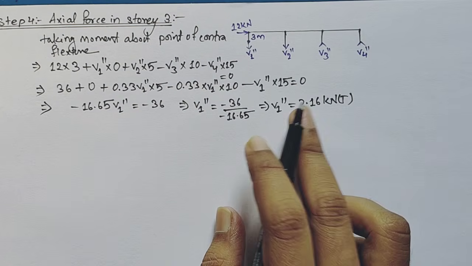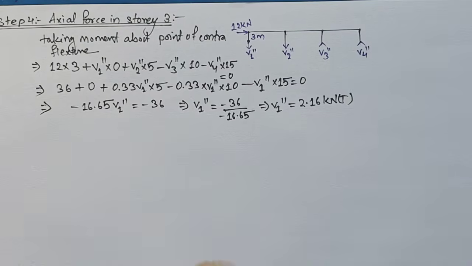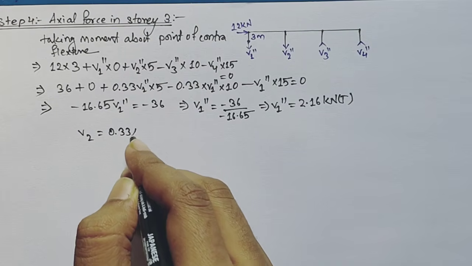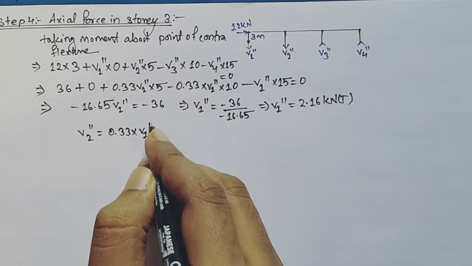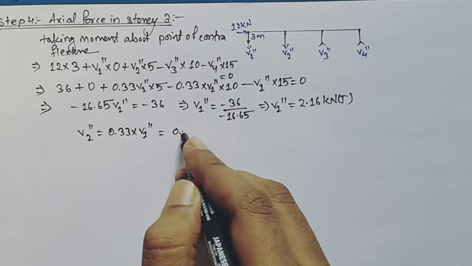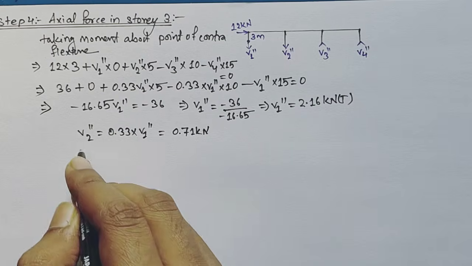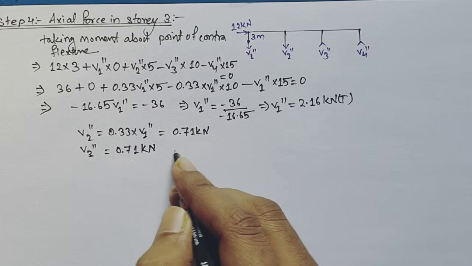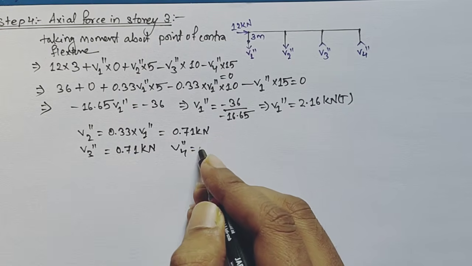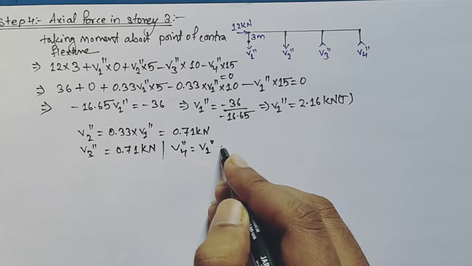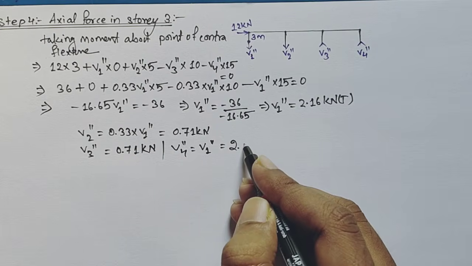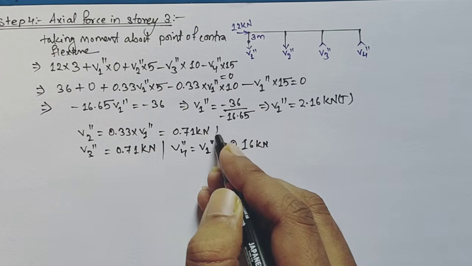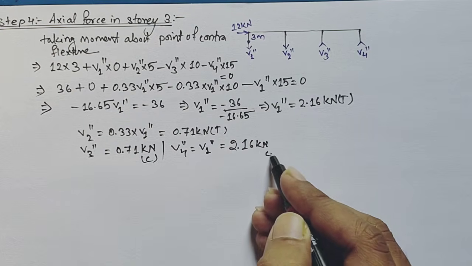Similarly, we have calculated the value of V1. Once you go through this step, it will be clear. Now we will calculate V2, and you will get V2 equals to 0.33 multiplied by V1 double dash. Then we will get V2 equals to 0.71 kilonewton. Similarly, V3 double dash will again be 0.71 kilonewton. And V4 double dash is equal to V1 double dash, so its value will be equal to 2.16 kilonewton. This is tension, this is tension, this is compression, and this is compression.